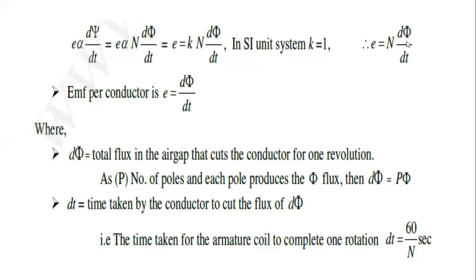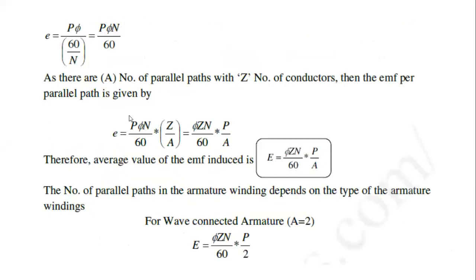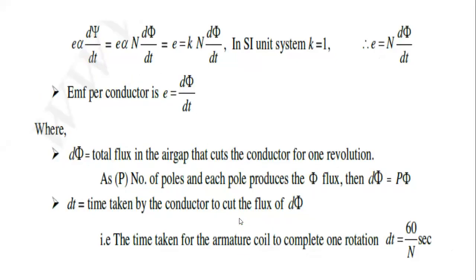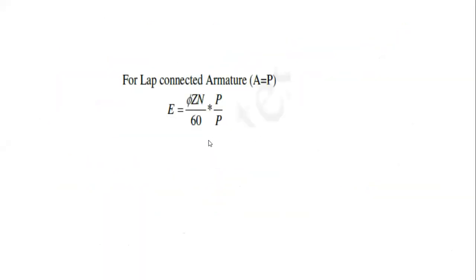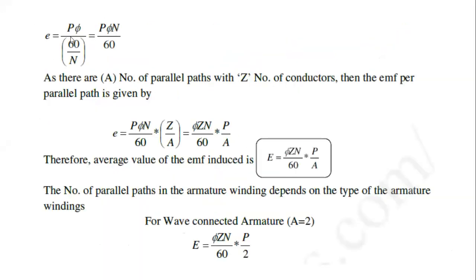The EMF equation will be derived using this. Which type of induced EMF? That is dynamically induced EMF. Therefore, E equal to d phi by dt, where d phi is the total flux in the air gap and dt is the time taken, dt equal to 60 by N seconds. Therefore, substituting the dt value 60 by N, that is equal to P phi N by 60.